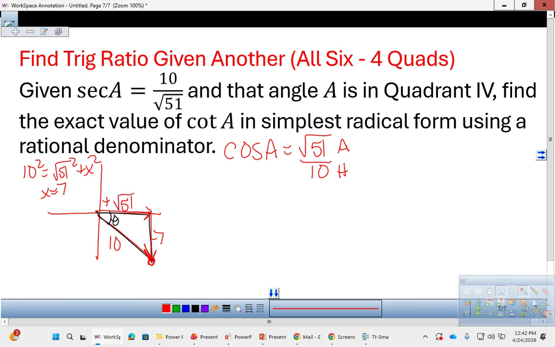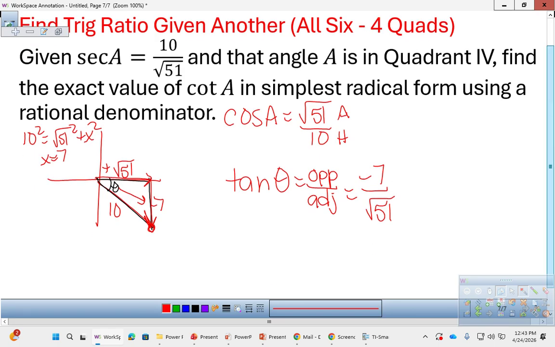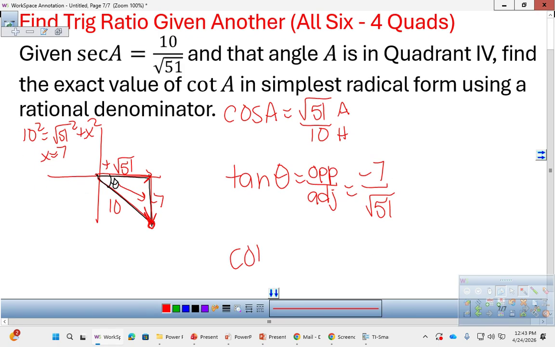We want to find the value of cotangent. Well, let's first work with tangent. Tangent theta is opposite over adjacent. It's the TOA in SOHCAHTOA. So the opposite side length is negative 7, and the adjacent side length is root 51. If you missed the negative, that's okay. You can get it at the end. So cotangent is the reciprocal of that. So if I flip that fraction, I get root 51 over negative 7. If you miss the negative, just do your "all students take calc" at the end.